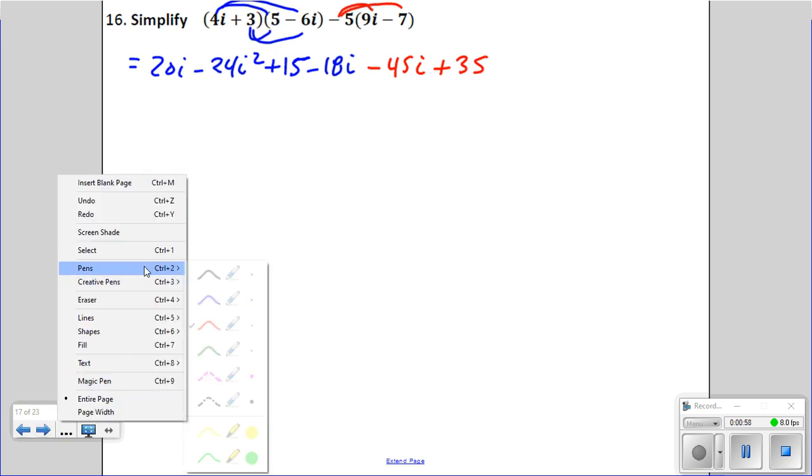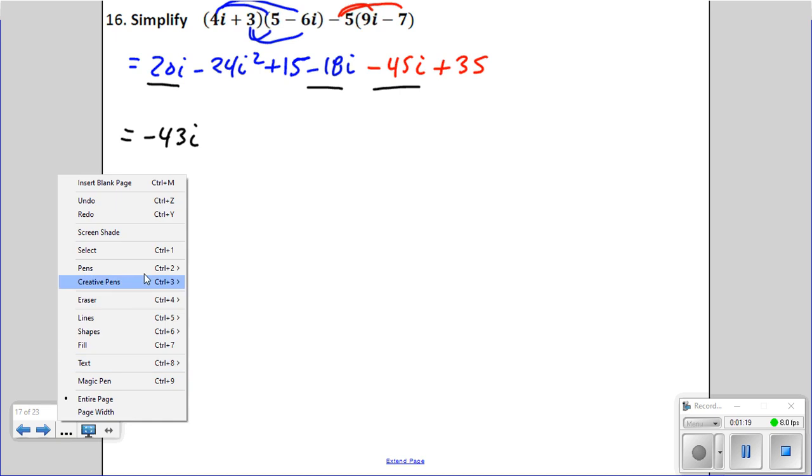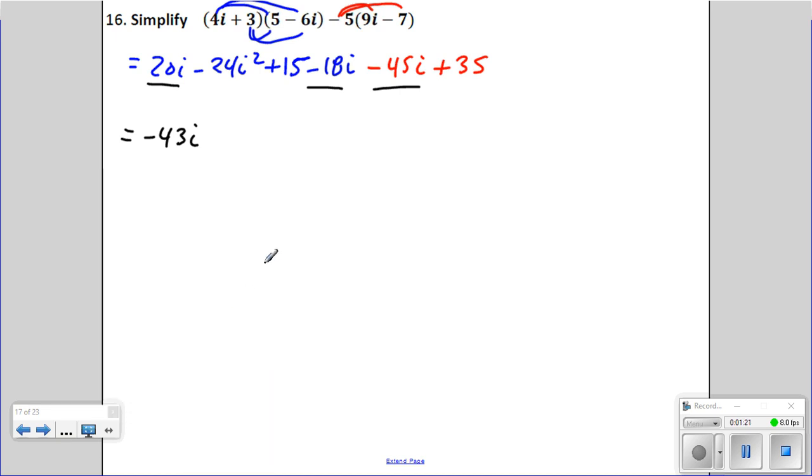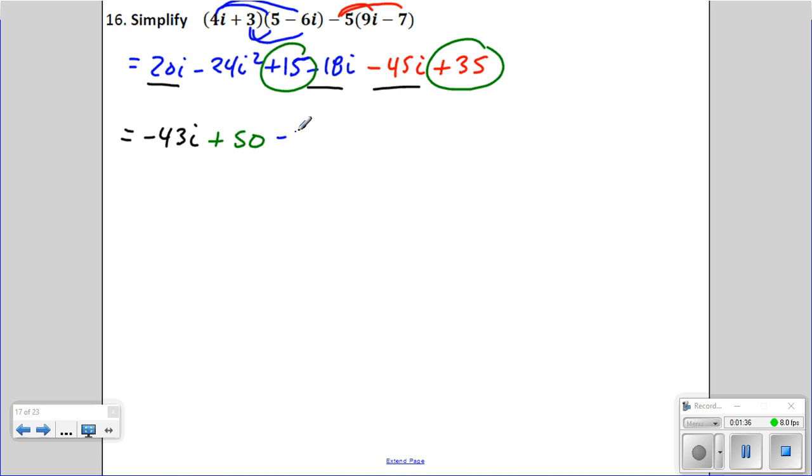Now combine like terms. I have 20i minus 18i, which is 2i, minus 45i. So 2 minus 45 is going to give me a negative 43i. I see 15 plus 35, so that's plus 50. And then I see negative 24i squared, which doesn't have a like term.